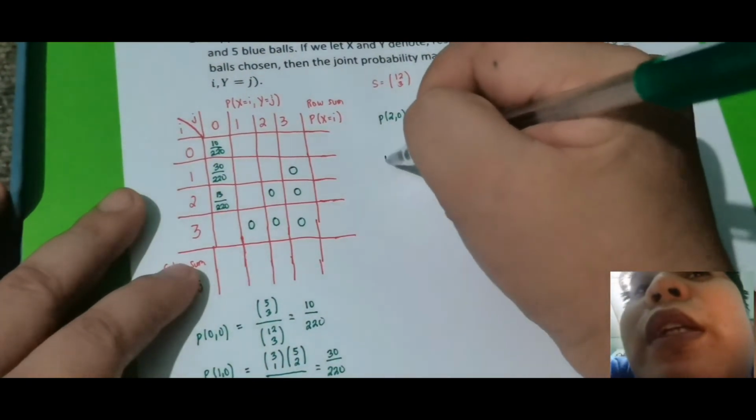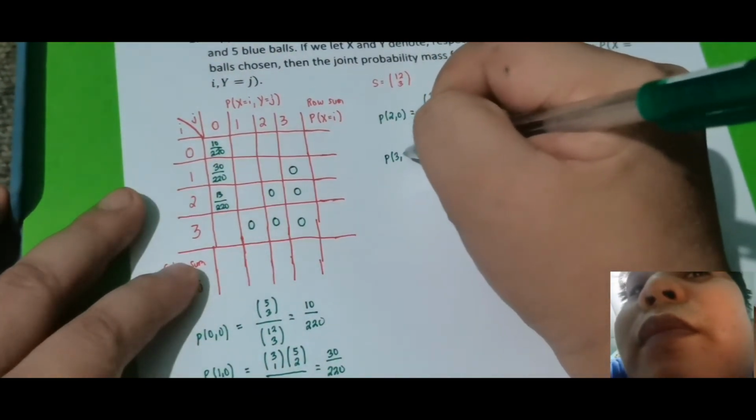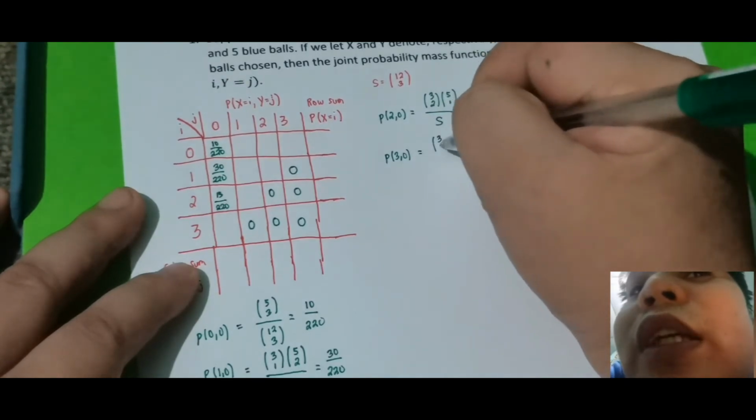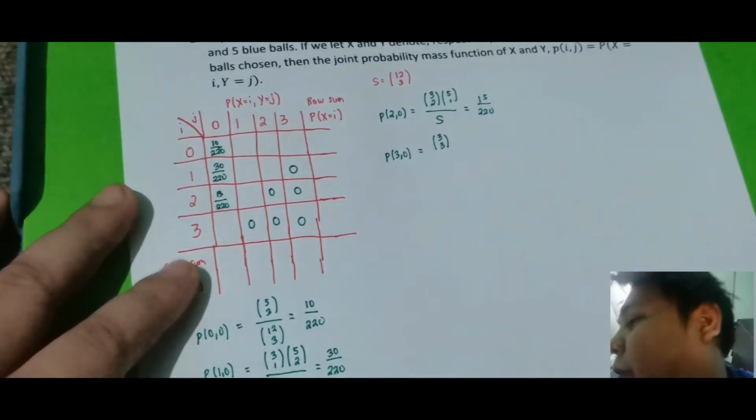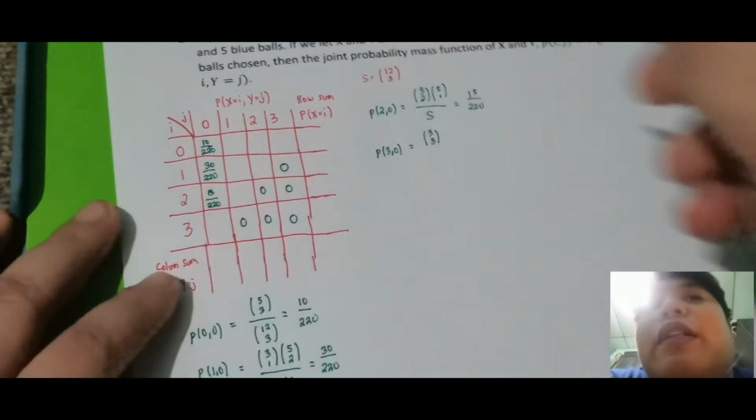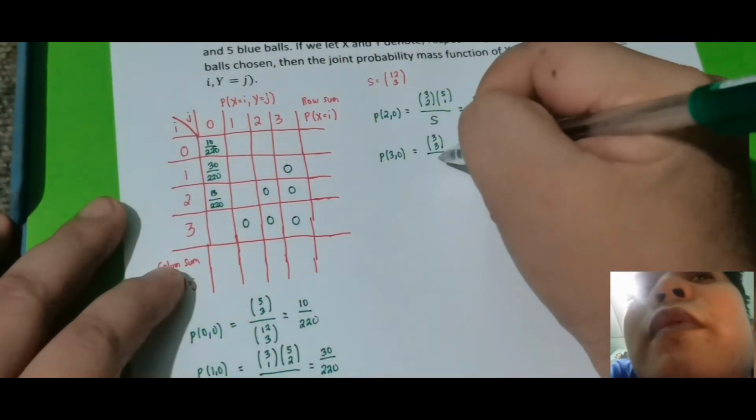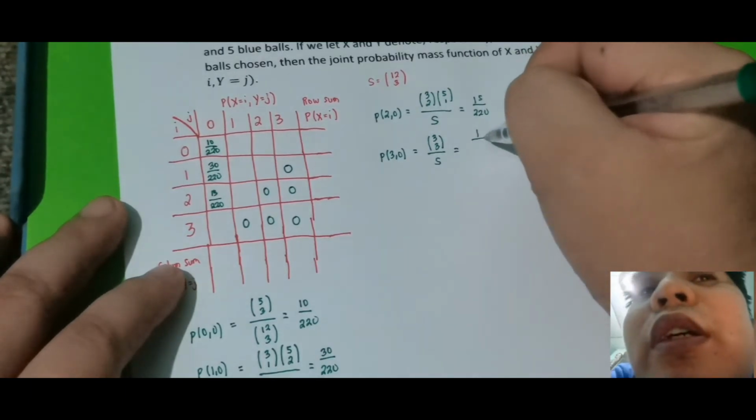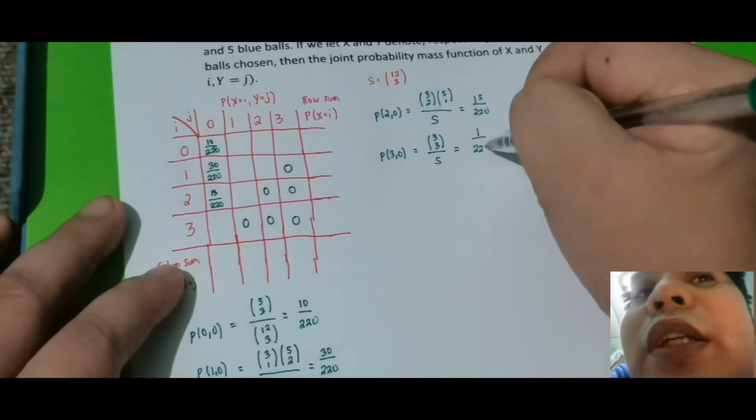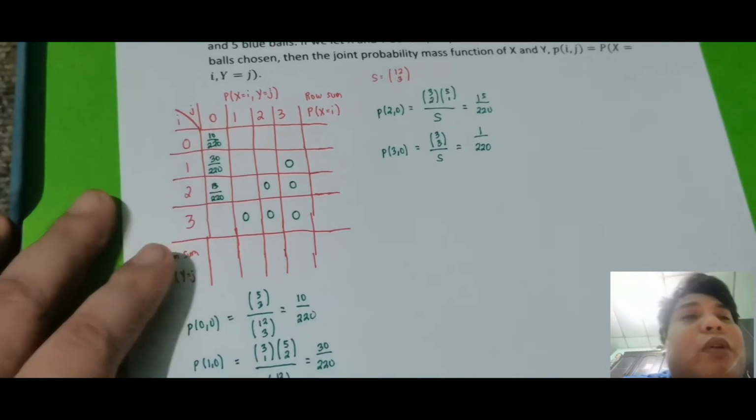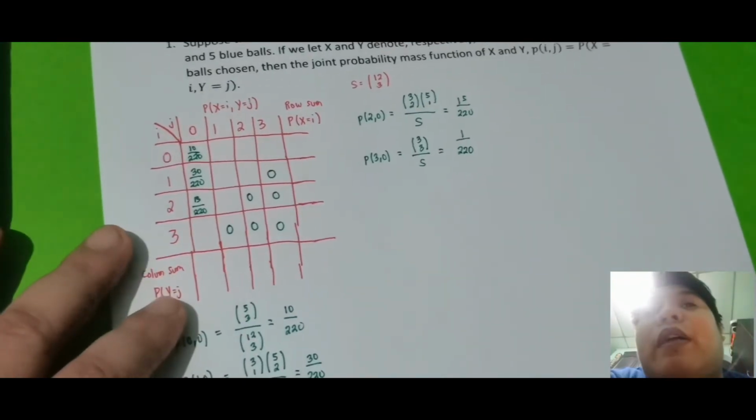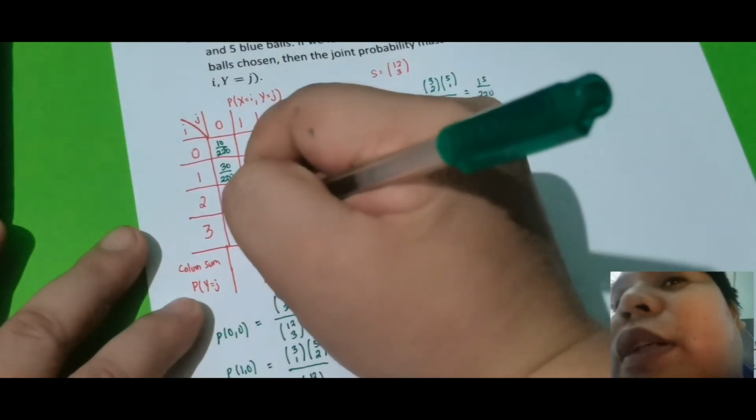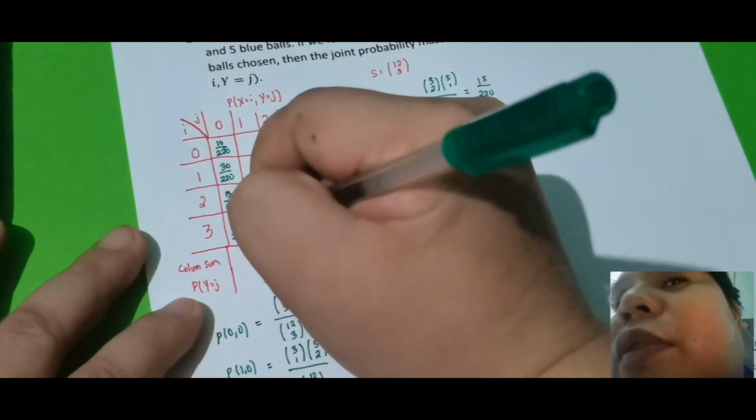Next is the probability ng (3, 0). Syempre 3 red ball, so this is 3 taken 3 over S. Ang obvious, this is just 1 over 220. By the way, yung 12 taken 3 is 220 yata, kaya 220 yung ilalim. Next is, syempre nakuha natin to, 1 over 220.